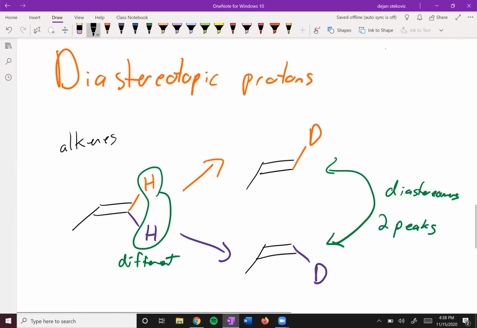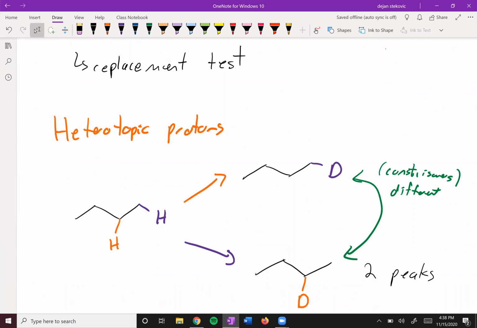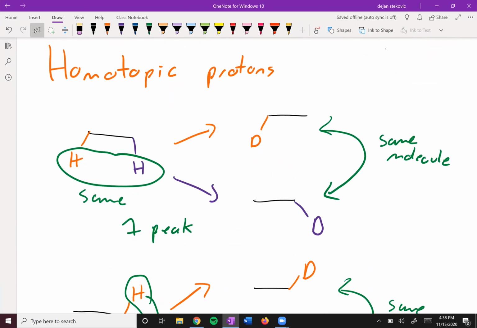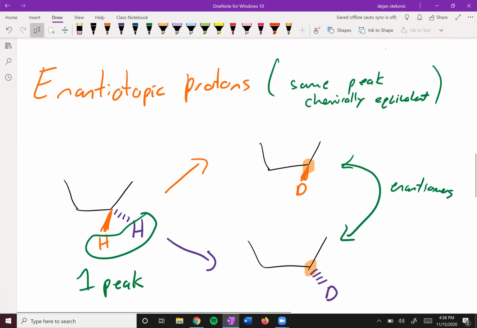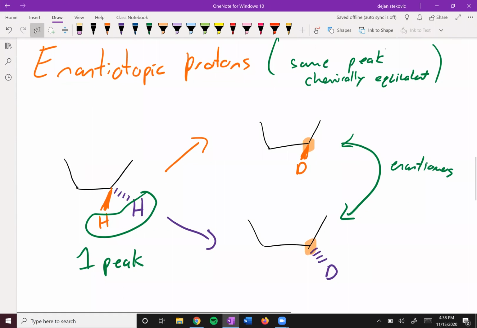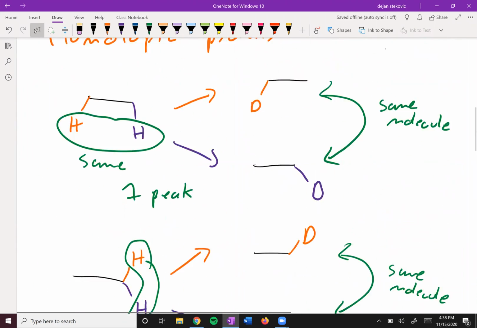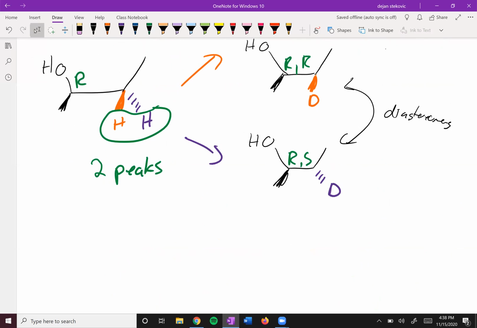So those are definitely the most tricky ones, right? We have heterotopic protons, which are almost completely different. It should be pretty easy to spot. Those will give you multiple peaks. We have homotopic protons, which means that they're the same. They're chemically equivalent, so you'll see one peak there. We have enantiotopic protons, which in our case are going to be the same as well, and so they'll just give you one peak as well. They're chemically equivalent. And then finally, we have diastereotopic and heterotopic protons, right? Those are not chemically equivalent. Those will give you two separate peaks for the two hydrogens you're comparing.